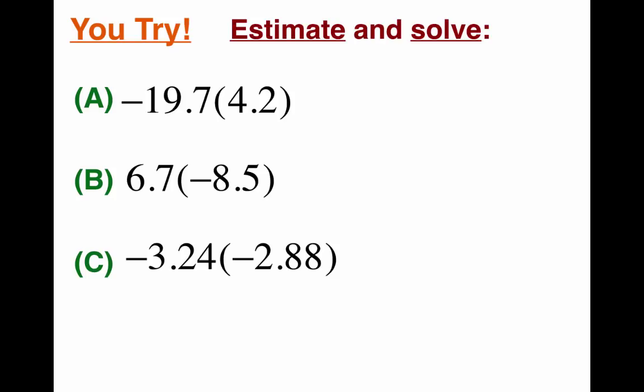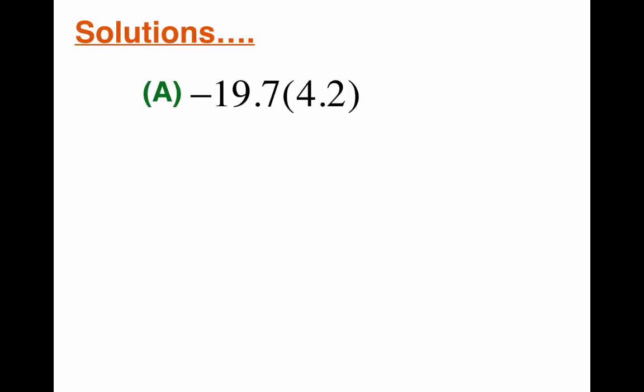All right, I hope you're unpausing the video. I hope you tried all 3 of these. We're looking for the answer, but we're also looking for your estimate. So I'm going to start with A first. Negative 19.7 and 4.2 are not a match. They're opposite signs, so I'm expecting a negative answer.